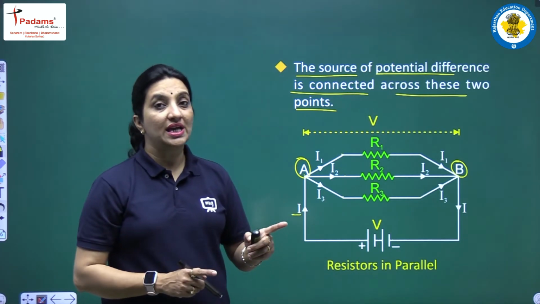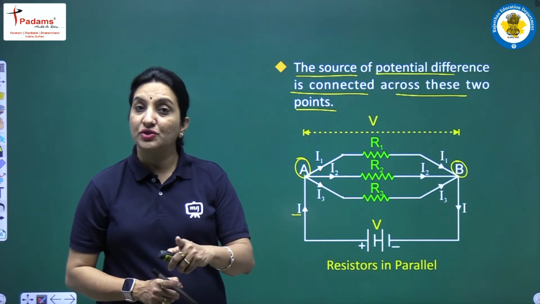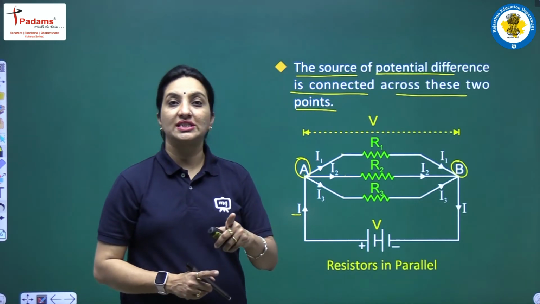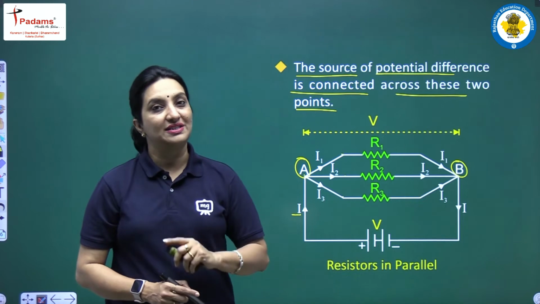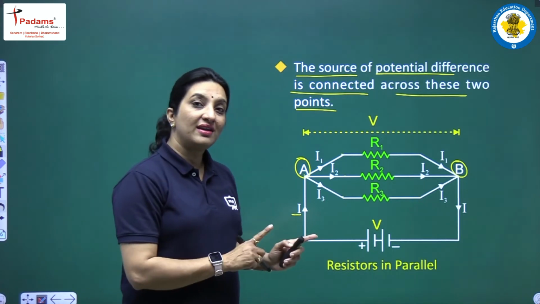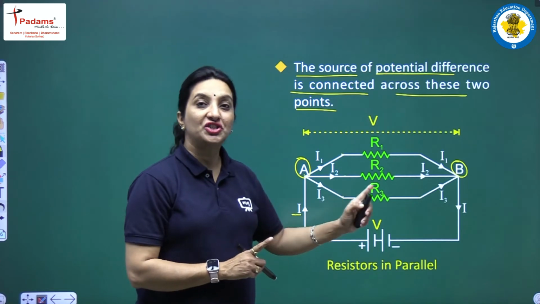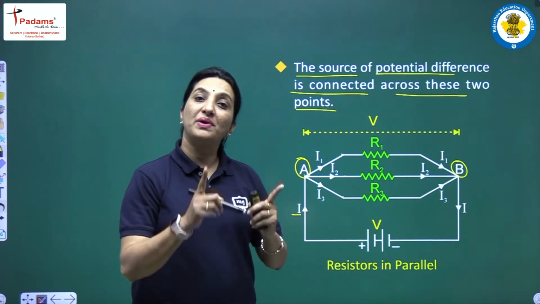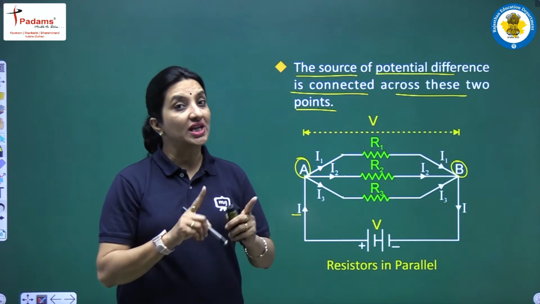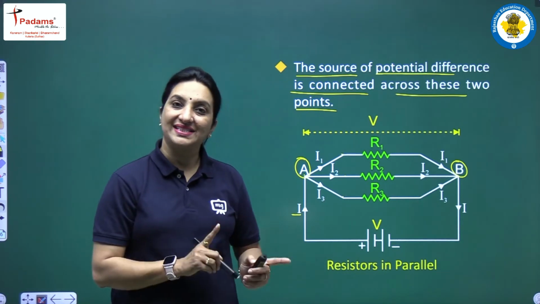तीनों रेजिस्टर्स के अक्रॉस पोटेंशियल डिफरेंस तो सेम है, पर तीनों रेजिस्टर्स के अक्रॉस करंट डिफरेंट है. तो यहां पर ध्यान रखना है स्टूडेंट्स कि पैरेलल के अंदर करंट अलग अलग होगी, पोटेंशियल डिफरेंस सेम होगा, और वहां पर सीरीज के अंदर पोटेंशियल अलग अलग था पर करंट सेम थी.